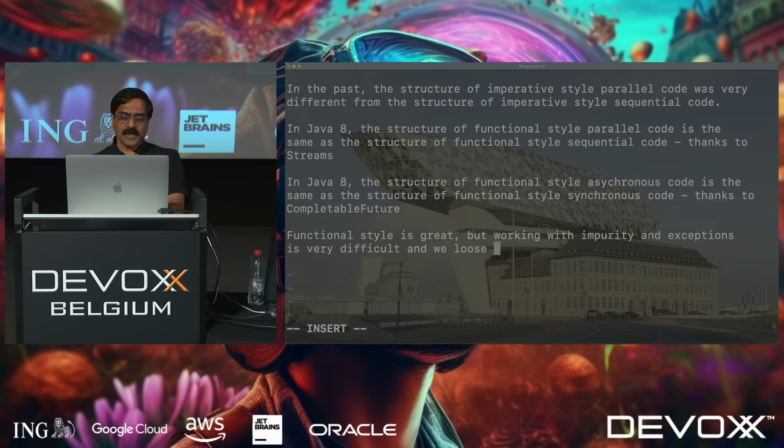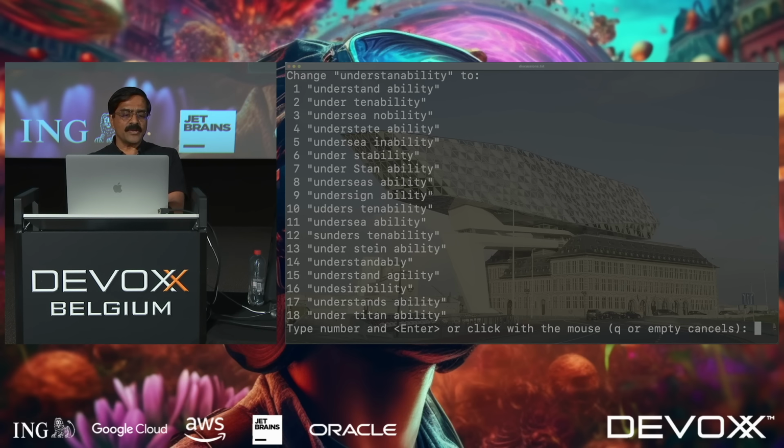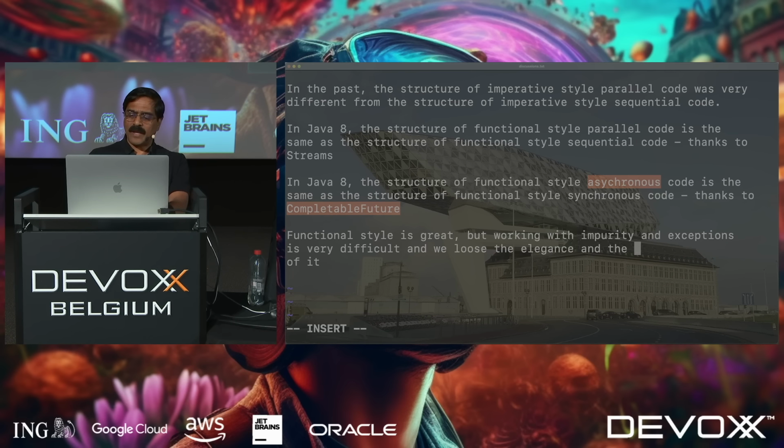And we lose the elegance and the understandability of it. So this is one of the problems, we tend to really lose out on some of this. So understandability goes really away. That becomes really hard if you are not careful with it. So that is one of the problems you're going to run into, that it's not really that elegant to work with.